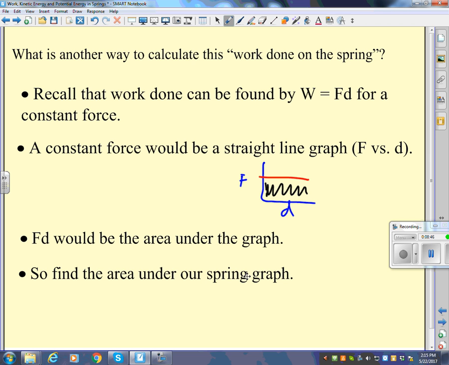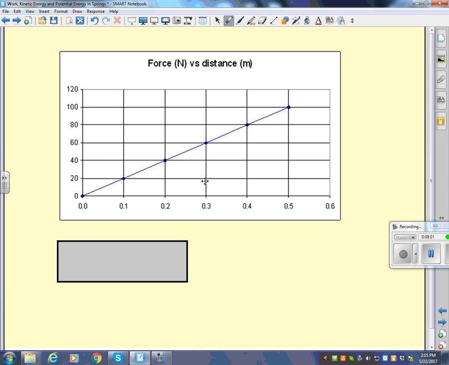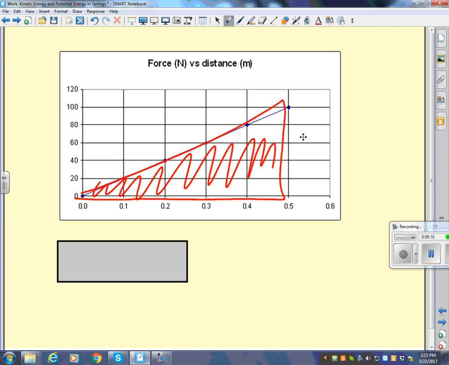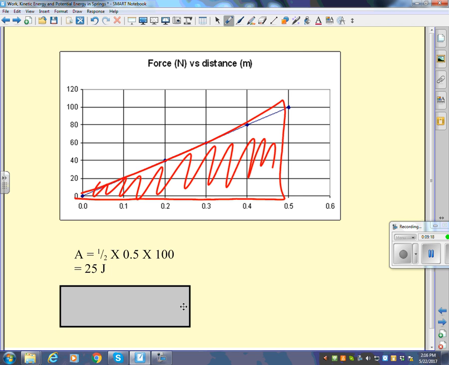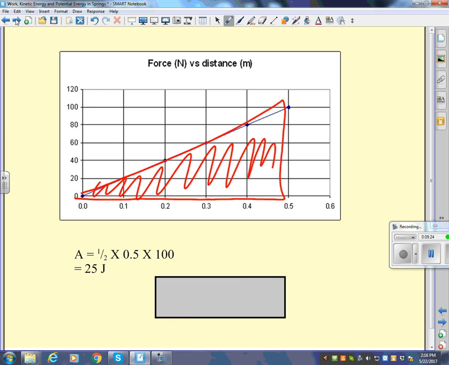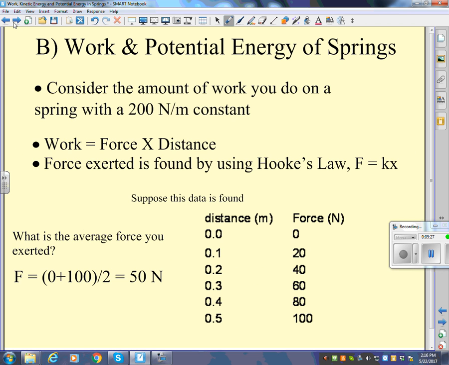So find the area under our spring graph. We're going to go back to that graph and find the area, because the area is going to be the work. Work is going to be the area under the spring graph. No big surprise. There it is there. We're going to find the area of this triangle here. So the base is going to be from 0 to 0.5. The height is up to 100. It's a triangle. Divide by 2. So that's 1/2 times 0.5 times 100, 25 joules, which is exactly the same as what we got when we looked at it from an average force type of thing.